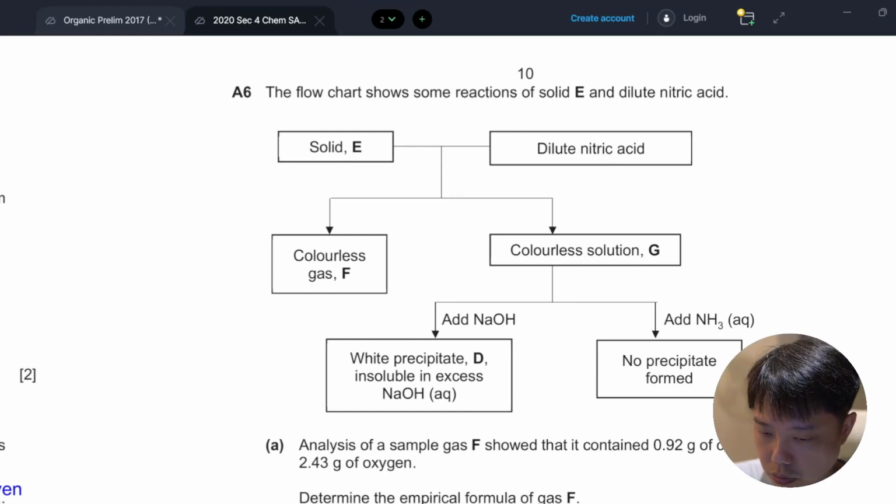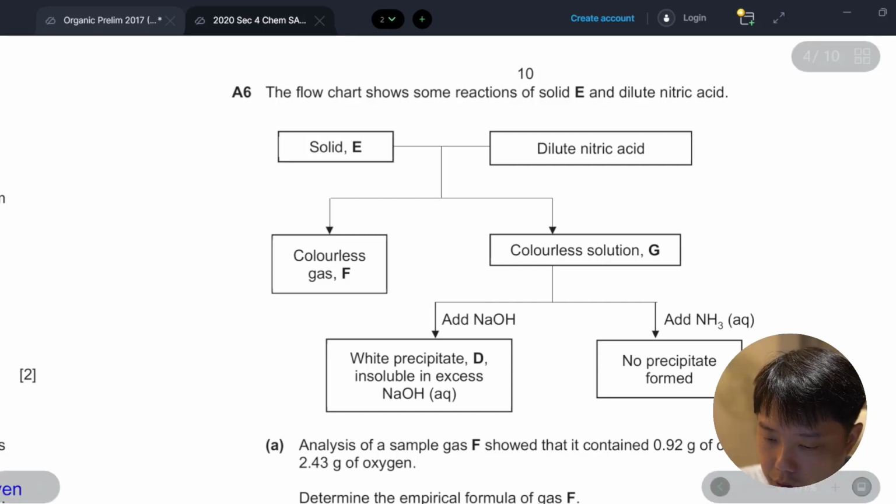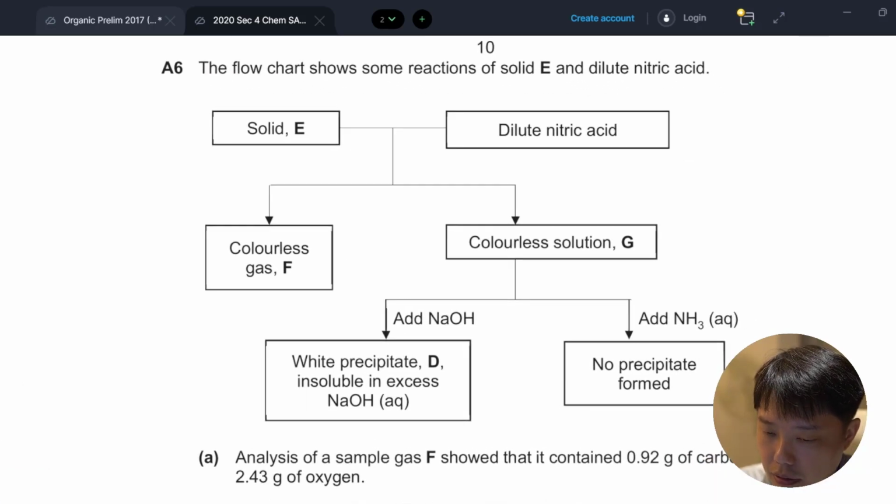Right guys, so we are doing this question from Ngee Ann Secondary 2020, their paper 2. We are given, first of all, a flow chart. You have a solid E that reacts with dilute nitric acid. So most likely you have a base reacting with acid, and then a colorless gas F is evolved. The gas could be hydrogen gas, could be carbon dioxide, could be oxygen. We are not sure what the gas is at this moment.